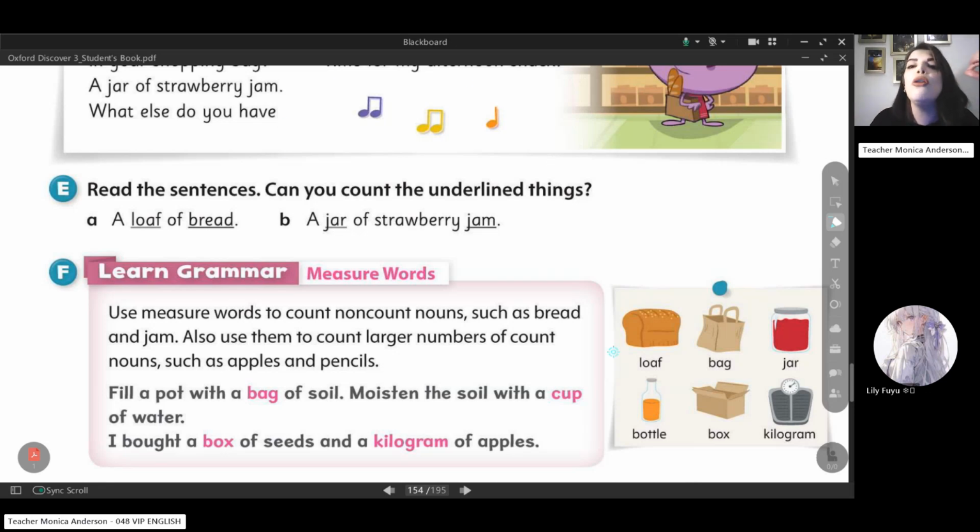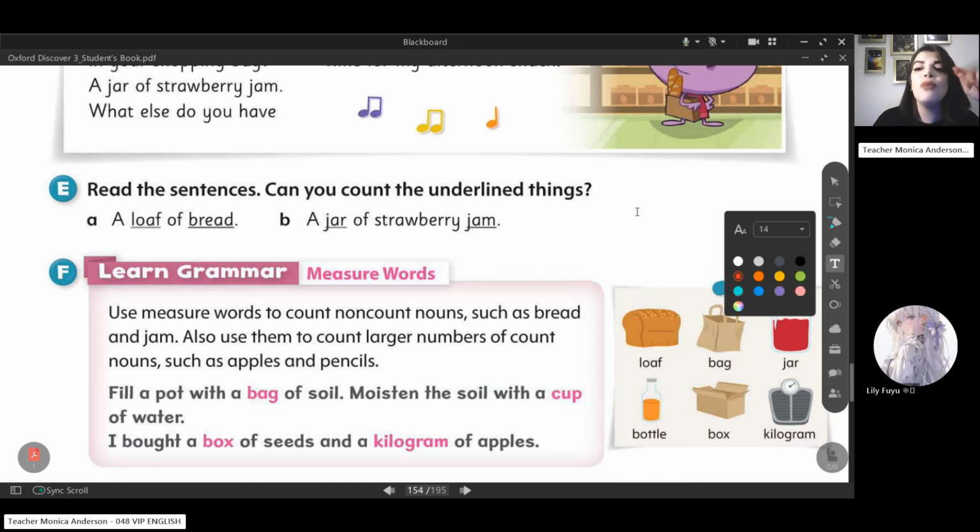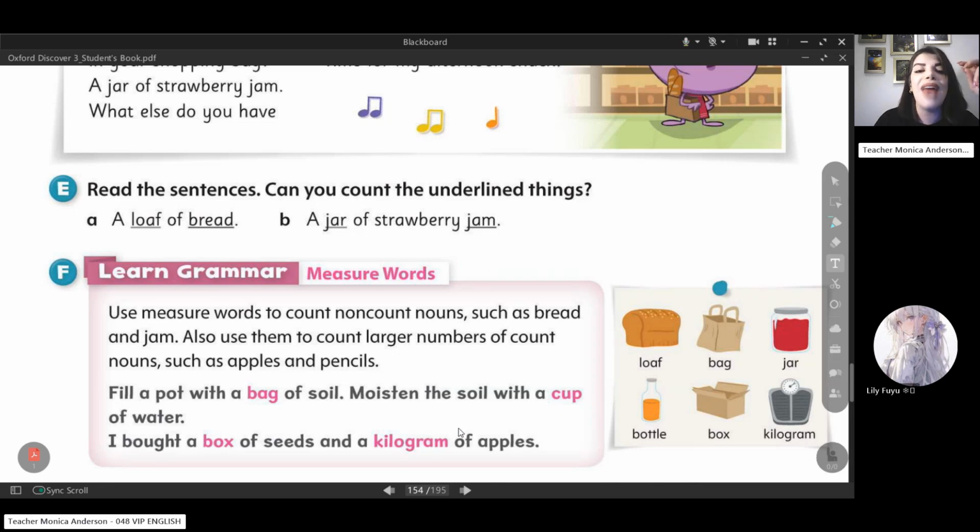Or we have loaf of. When I want to say one bread, I don't say, please give me one bread. I say one loaf of bread. Or if we have two, because loaf ends in F, we say loaves. Loaves, two loaves of bread, okay? So they are measure words, okay? Let me write. Loaves of bread, because we can say loaves.